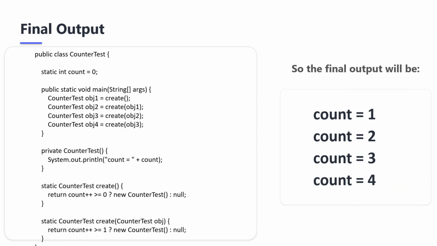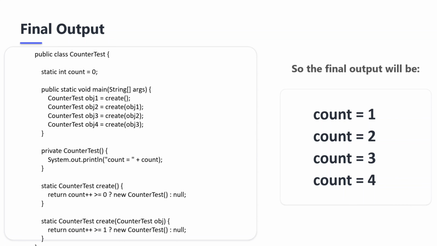In the fourth call, create obj3. The condition will be checked, count++ >= 1. So 3 is greater than or equal to 1. Yes, exactly. So the object is created, count becomes 4 and the constructor will print count = 4. So the final output of this code is count = 1, count = 2, count = 3 and count = 4.